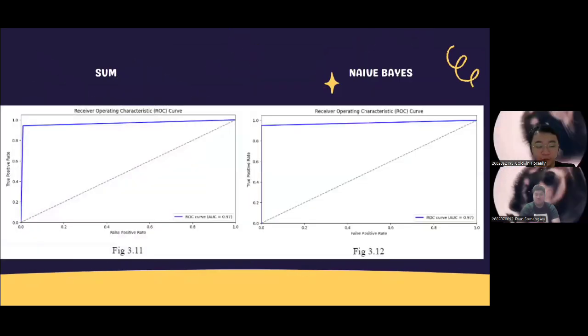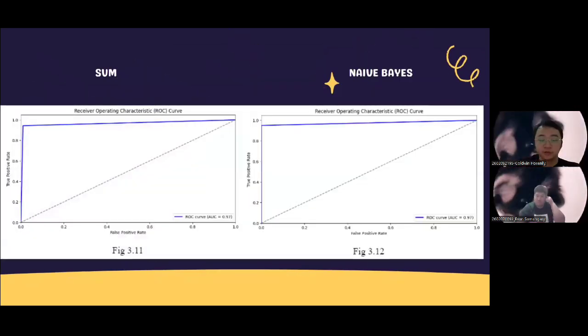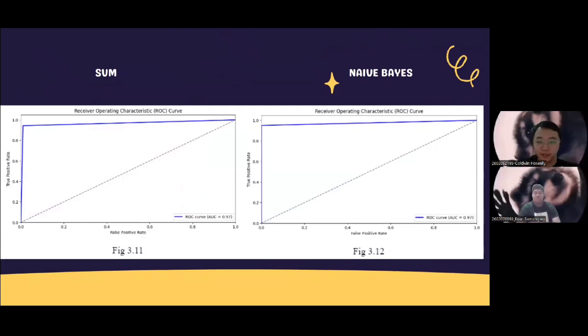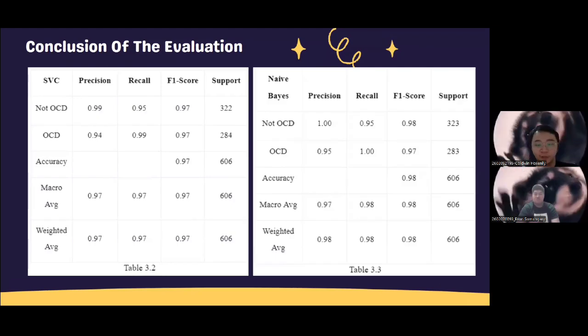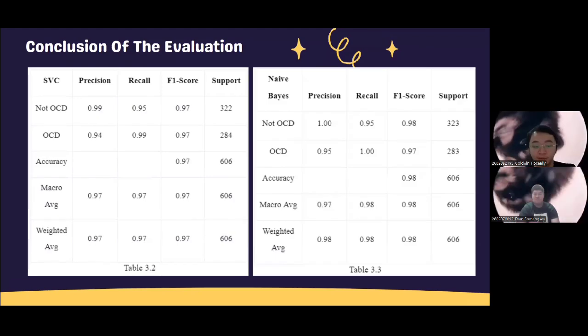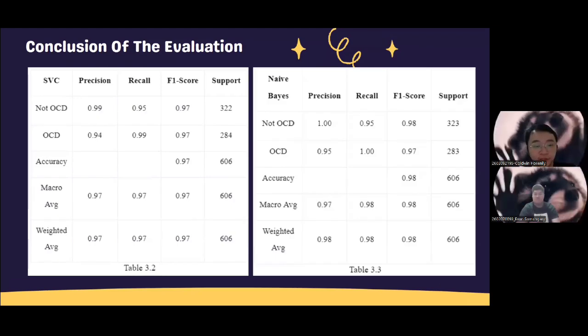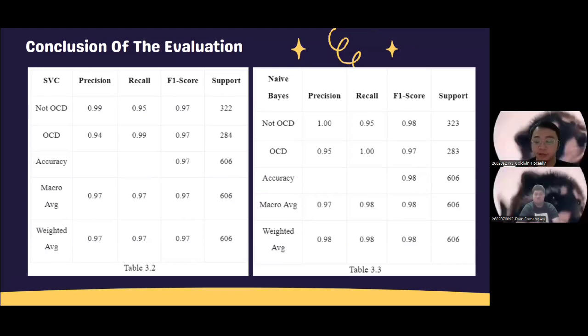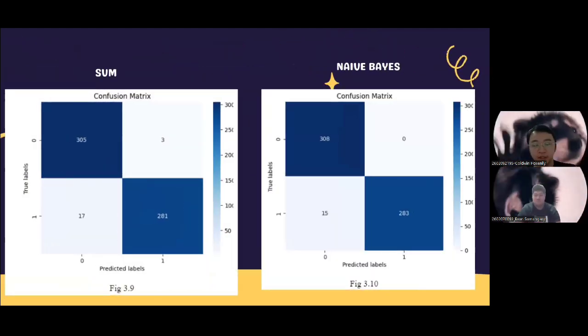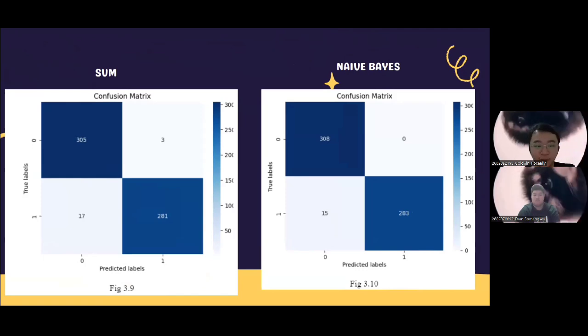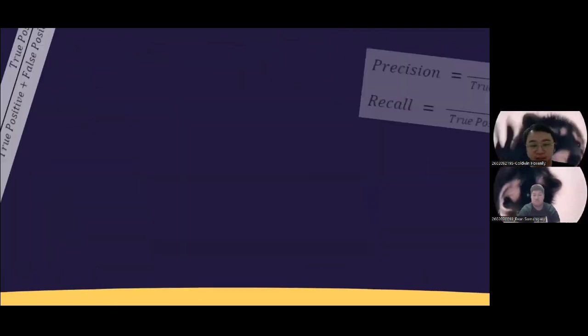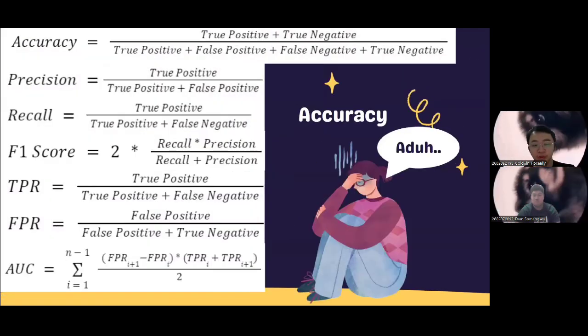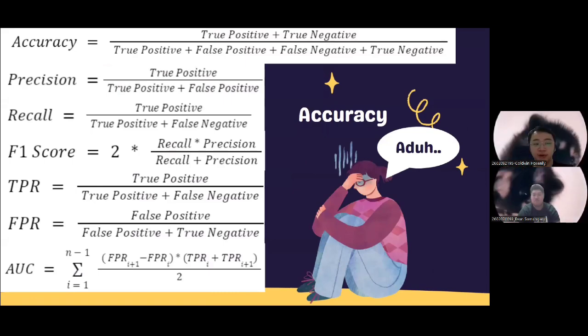First, here we see the plot of the ROC curve to visualize the accuracy of the prediction result. And then, additionally, we determine precision, recall, and F1 score to evaluate the model performance. As you can see, the accuracy for SVC is quite high, 97%, and for naive Bayes it is also quite high, 98%. This is the confusion matrix that we got. On the left is from SVM and on the right is from naive Bayes. These are the formulas that we use to calculate the confusion matrix and the ROC curve.